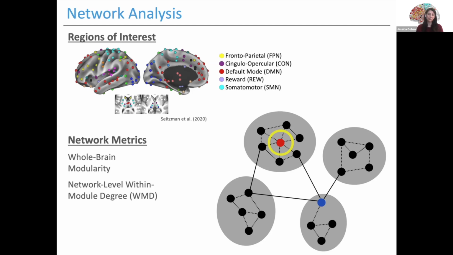Finally, we calculated node dissociation index, also a nodal measure that characterizes the connectivity of a node, but this time outside of its network. So this blue node circled here has a high node dissociation index compared to the other nodes in this graph. And once again, we averaged across all nodes within a network to get network level averages of node dissociation index to assess cross-network integration.